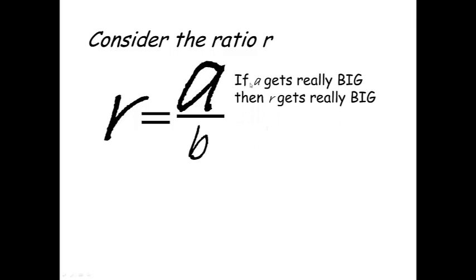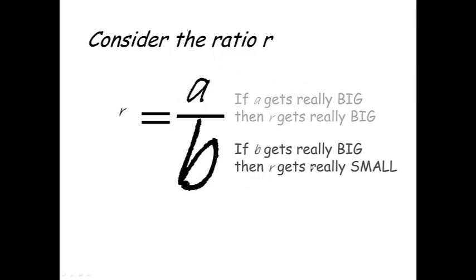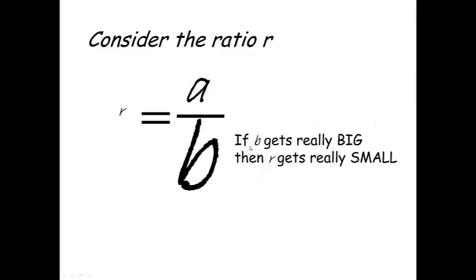Let's explore that concept a little bit more. Consider the ratio r equal to a over b. If we let a get really big, then the ratio of a over b is going to get really big. Really big meaning like infinity or 1,000,000 or however big a number you want to say. If we let b get really big, then we're dividing by a really big number, so that r will become very, very small. Okay?